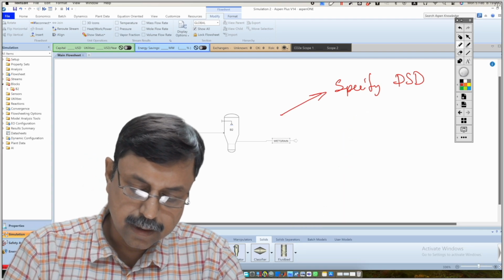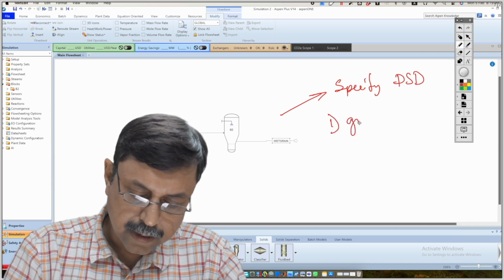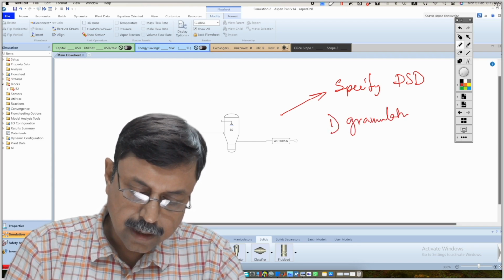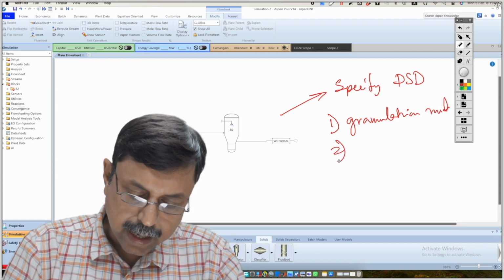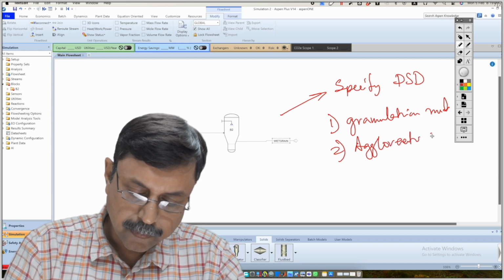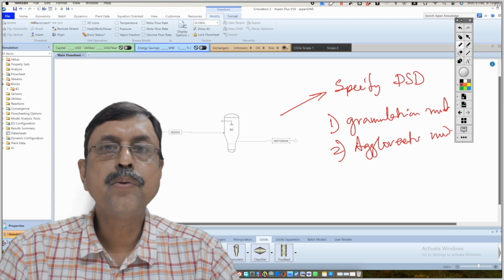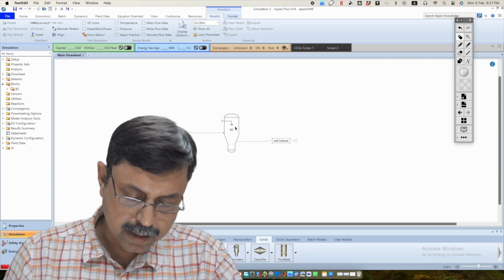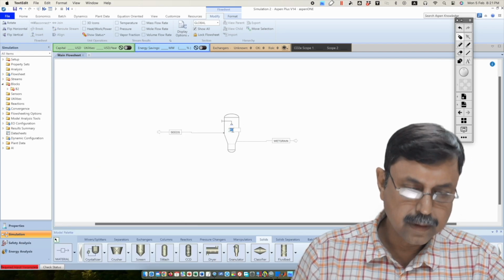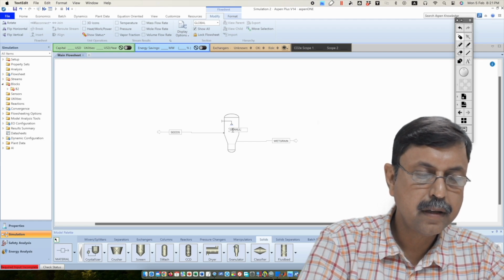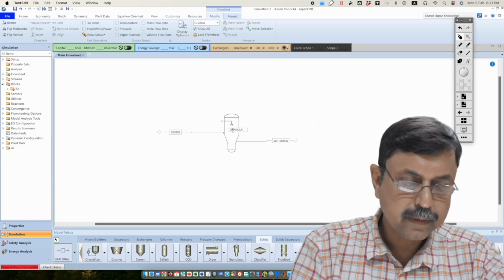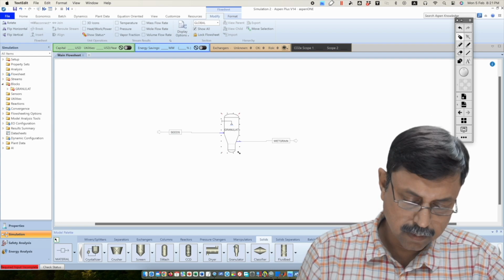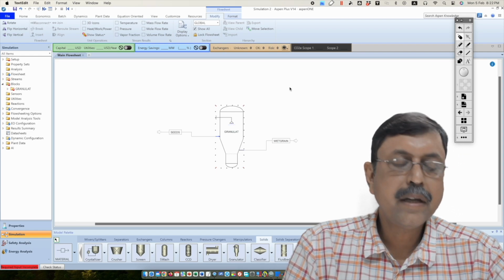Another 2 methods are, number 1, granulation model, and number 2, agglomeration model. Now these 2 things we will discuss in detail. So suppose we rename it, so this is the granulate block.